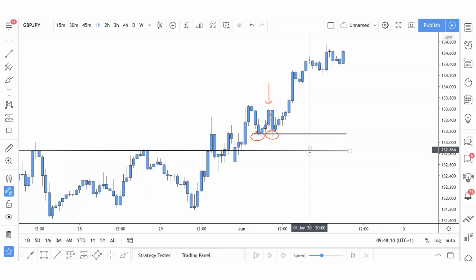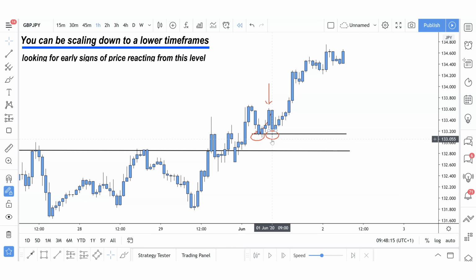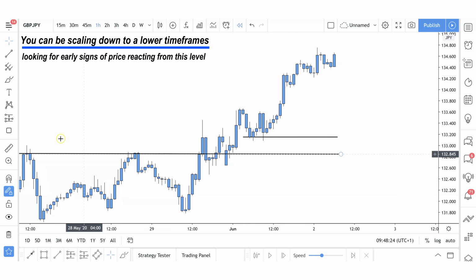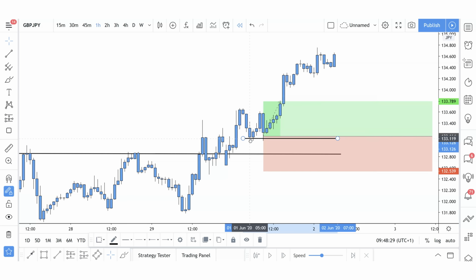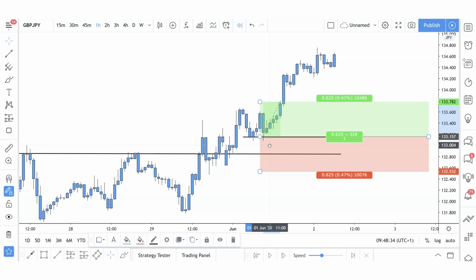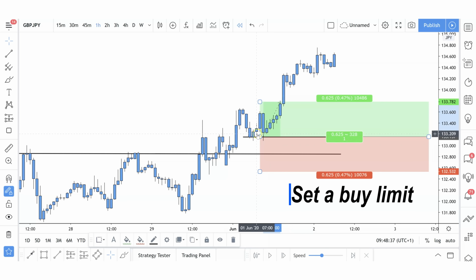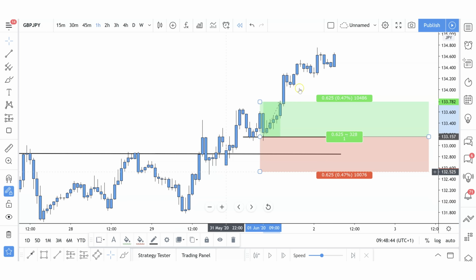Once the market comes back to this level, there's two ways you can be entering this. You could be scaling down to your lower time frames, looking for early signs of price reacting from this level, or you can do what we've taught before as part of the sniper entries video, which is to set a buy limit at this level. So once you identify that the level has been created from that higher low, after the higher high has been made, you can set a buy limit at this level and just anticipate price coming back to tap this level to create this pattern that we know is a very powerful pattern in line with the uptrend, and then wait to see if the market comes back.